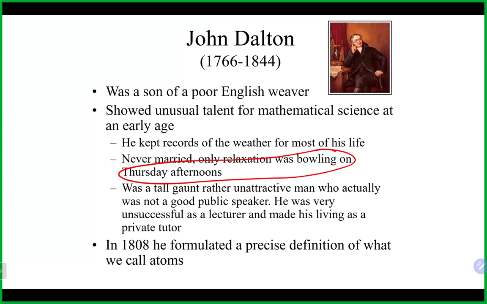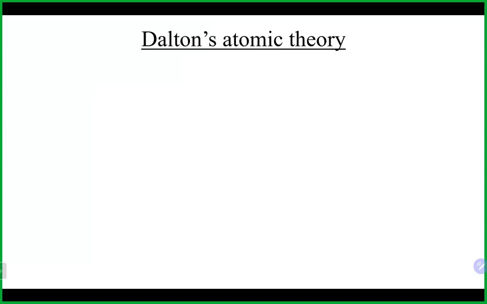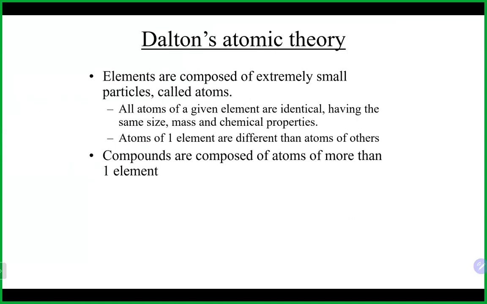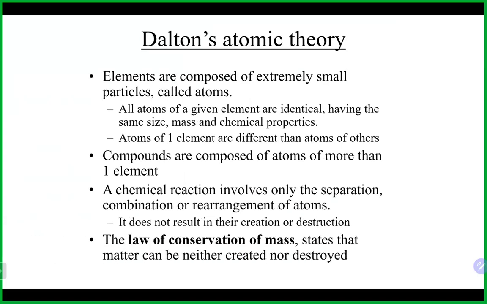But really, besides going bowling on Thursdays, one of the things that he is known for is that he did come up with a theory about what we call atoms. And let's go through some of the important parts of Dalton's atomic theory, which you do need to know. First off, he had this idea that atoms are indestructible. He felt that elements are composed of extremely small particles called atoms. He said that all atoms of a given element are identical, having the same size, mass, and chemical properties.